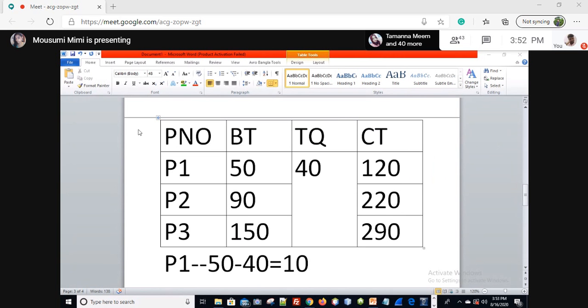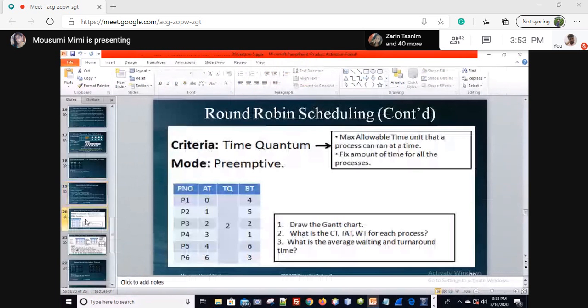This problem is when I do not give you any arrival time. So this is actually much easier. But if I give you the arrival time, at that time you will face some confusion. So you see, here is the arrival time I have given and the quantum time is 2. Now how will you calculate? Let's solve this math.